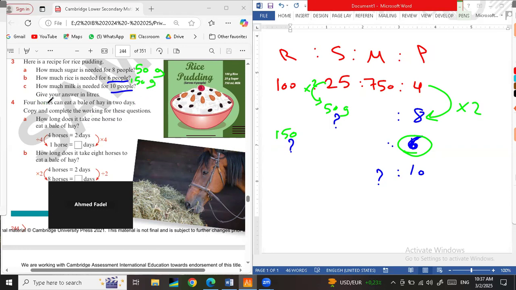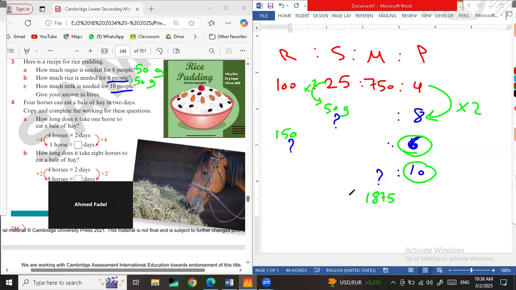And the last question over here, which is how much milk is needed for 10 people. We're going to do 10 divided by 4, and you're going to find here that it is 2.5 exactly. Then you multiply it by 750. Multiplying 2.5 by 750 is going to give you exactly 1,875. I hope that I got this right. I hope that I didn't make a mistake. I just calculated this mentally.